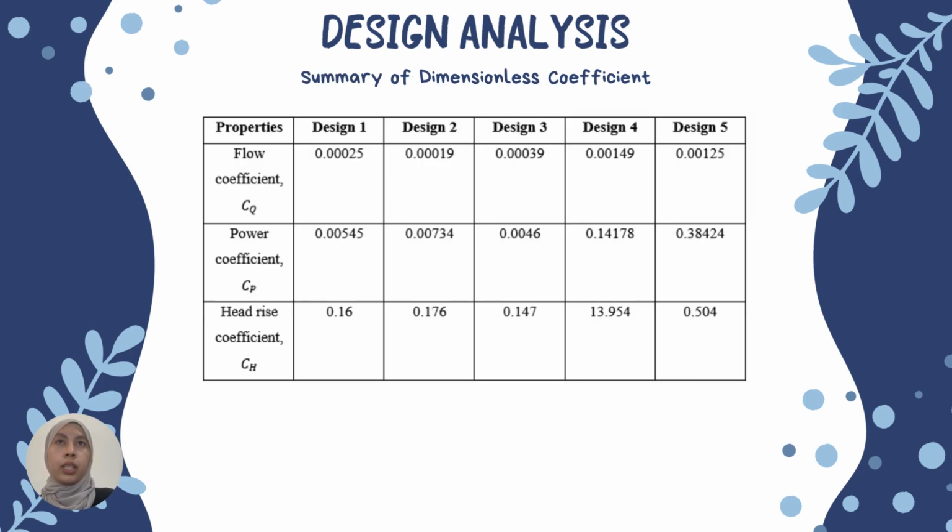This is the summary table of the dimensionless coefficients for all five designs, showing the flow coefficient of design 1 until 5, the power coefficient, and the head rise coefficient. These are based on the values that have been calculated before using the properties of the centrifugal pump.